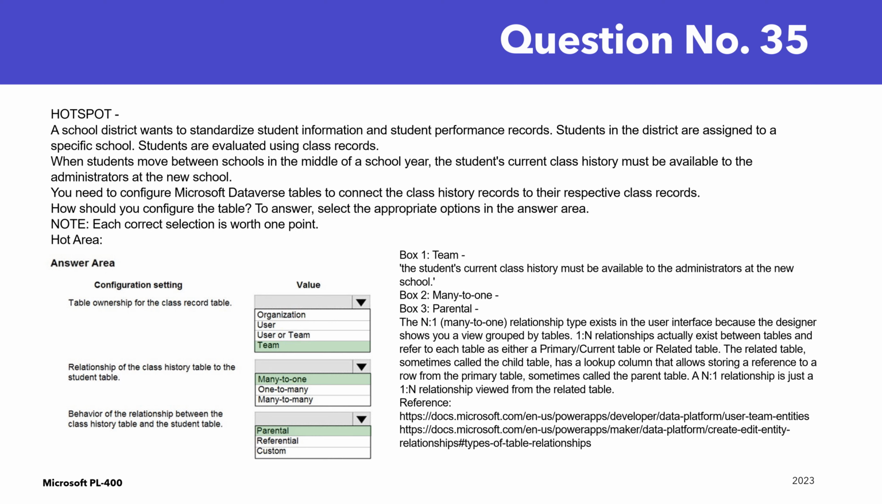Configuration setting: table ownership for the class record table. Value: team. Configuration: relationship of the class history table to the student table. Value: many to one. Configuration: behavior of the relationship between the class history table and the student table. Value: parental.